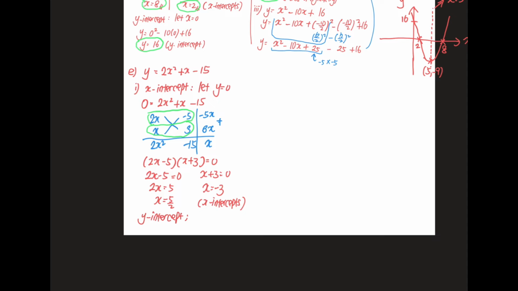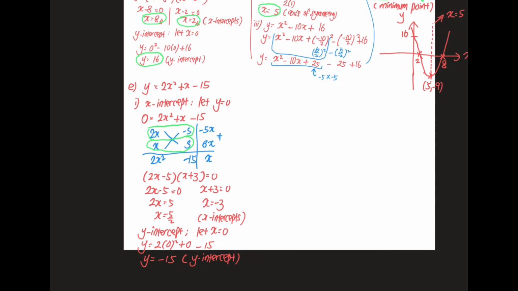For the y-intercept, we let x equal to 0, and we substitute 0 back into these functions, here and here. I just write down the working: 2(0) squared plus 0 minus 15, so I get the y-intercept as minus 15. This is the y-intercept. Okay, so I get the y-intercept.